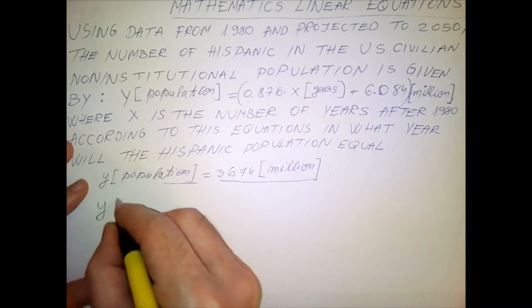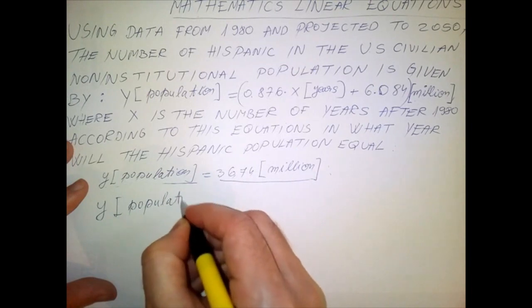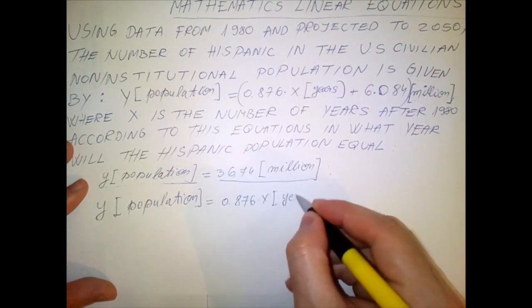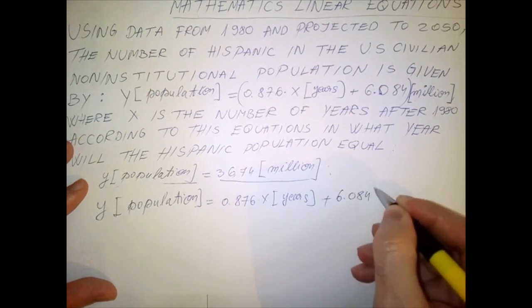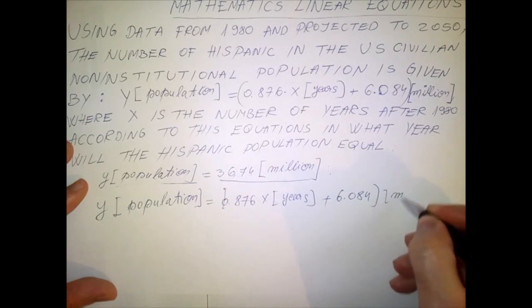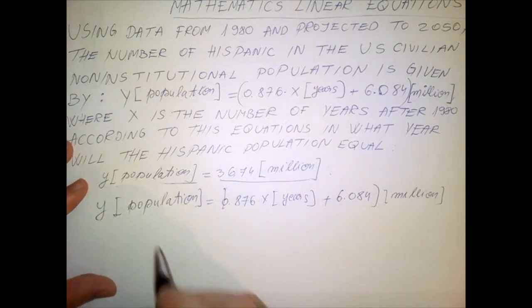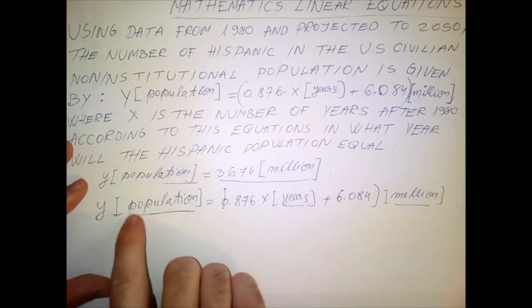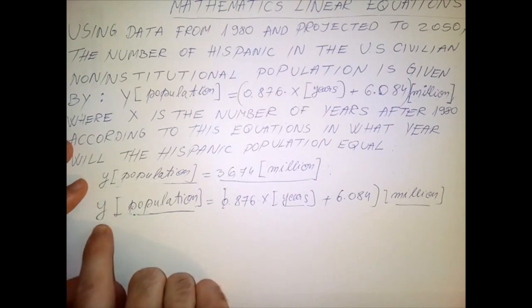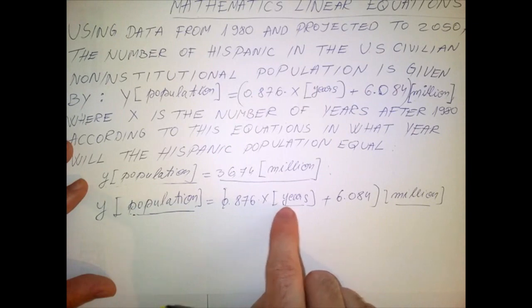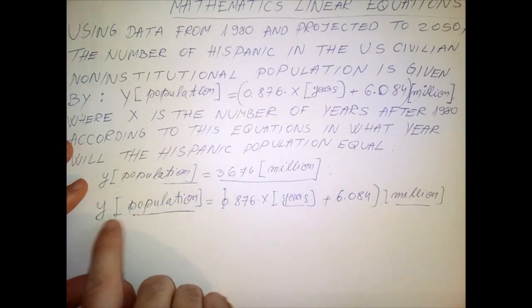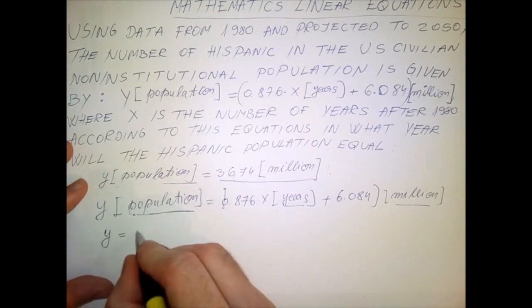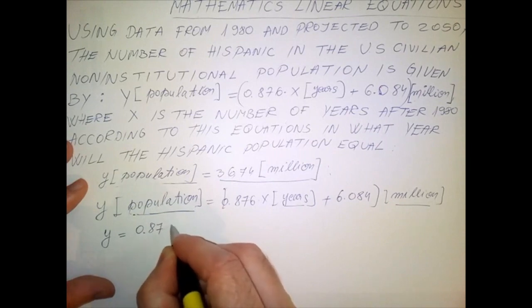Now, Y, we have this. We don't need to write this; it is just to tell us that Y is in population, X is in years, and that the values of population are in millions. Now we have Y equals 0.876X.